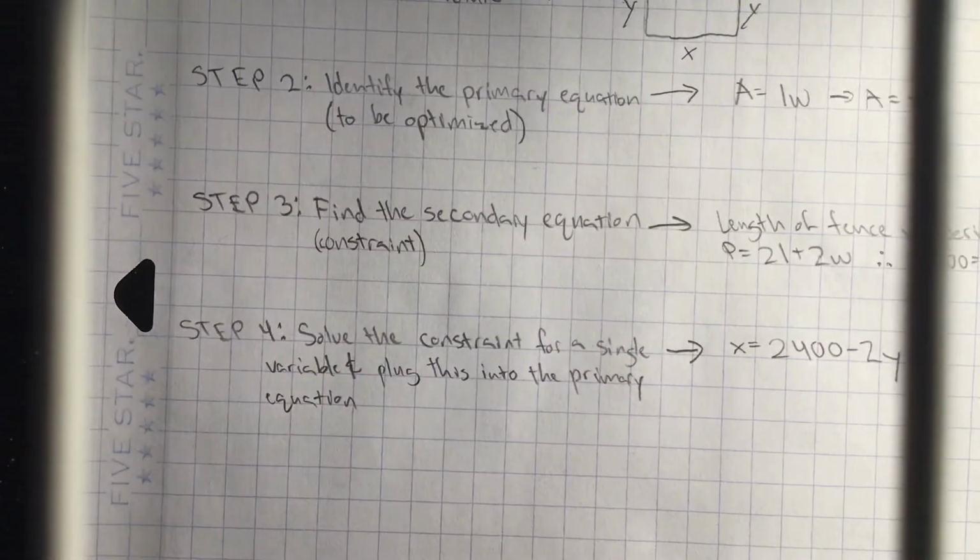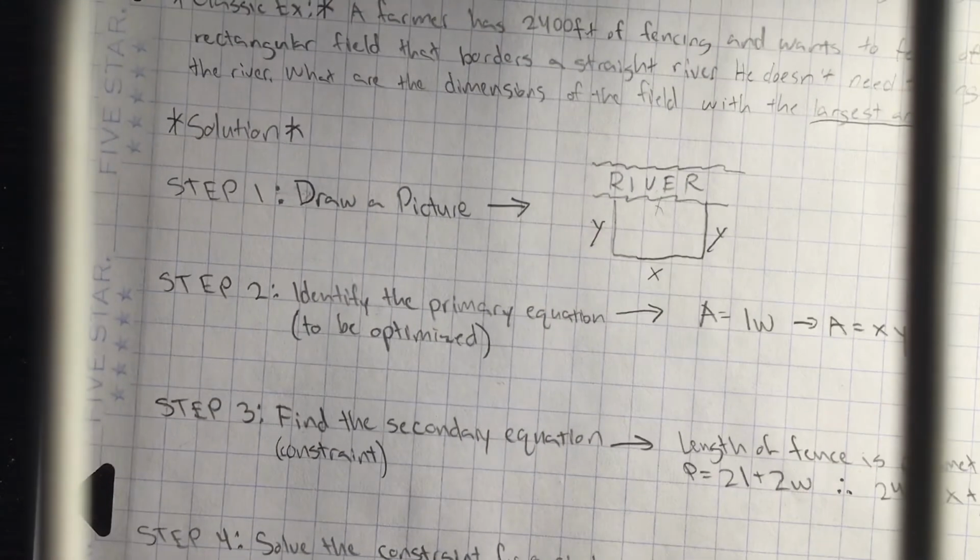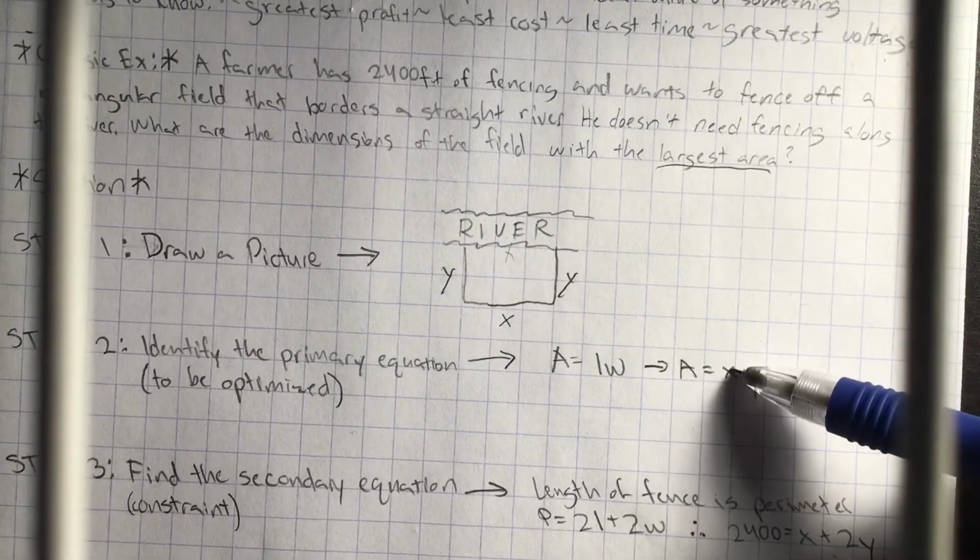Because if you subtract 2400, the sign changes, and that's why the 2y becomes negative. And then plug this into the primary equation. So we know that area equals x times y, as we found right here.